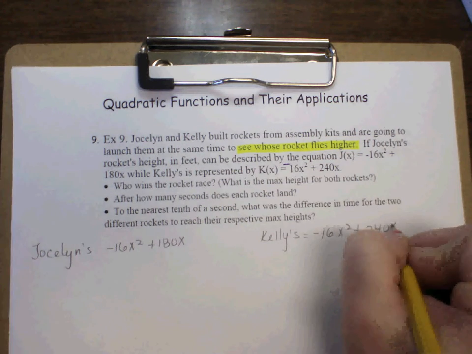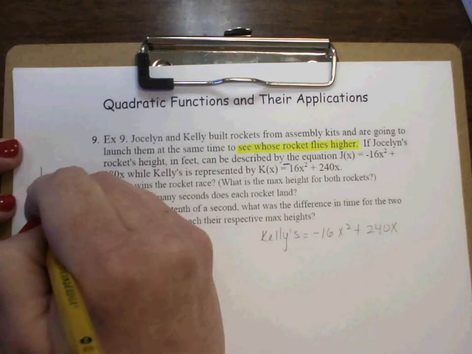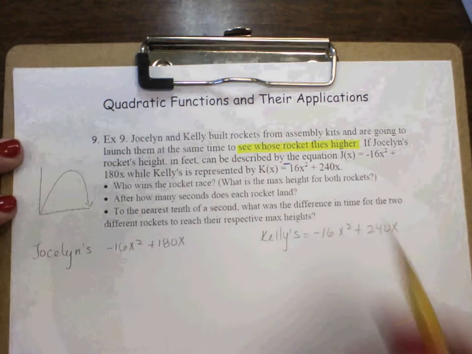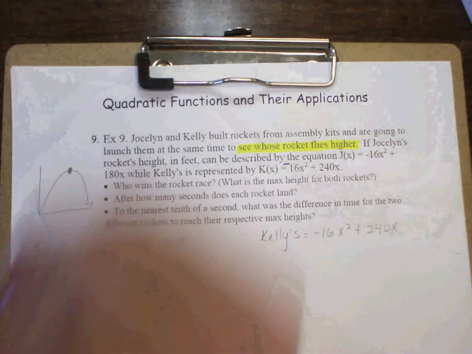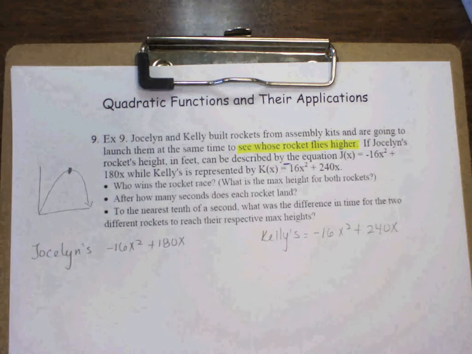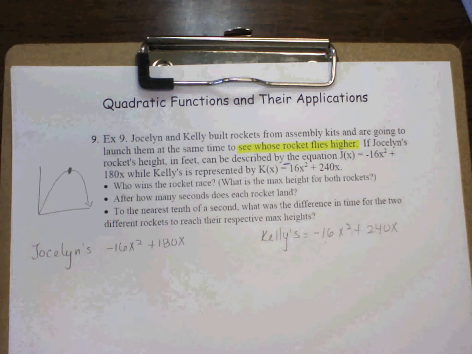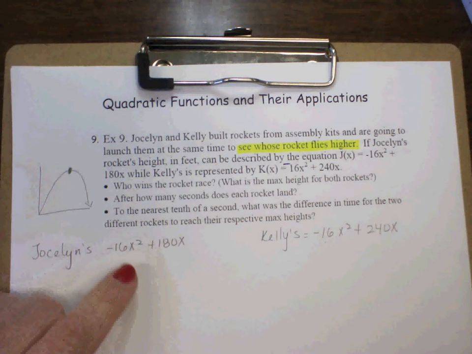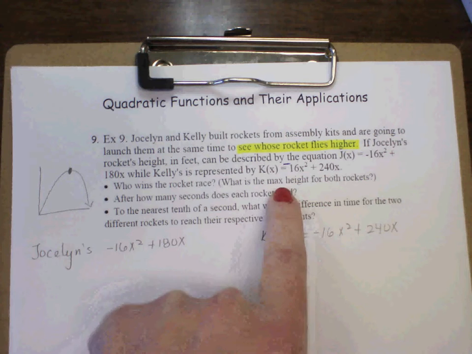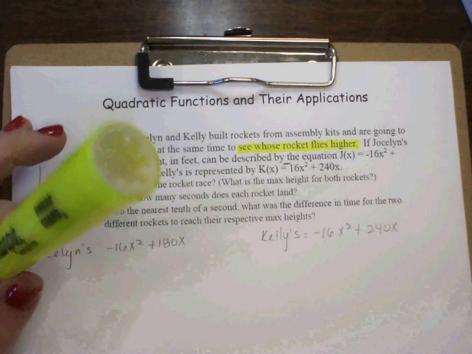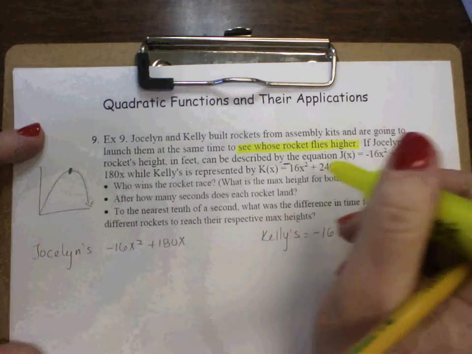If it's a rocket, it has to go up and then down, which means it's got to open down, and it's got to have a maximum, okay? Rockets go that way, up and then down. Kind of like Superman flies up and down. All right, who wins the rocket race, which means who has the maximum height? Now remember, for the maximum height, we got to go ahead and find the axis of symmetry.